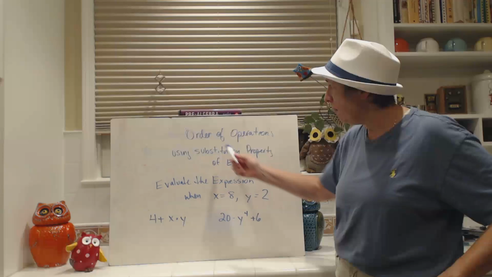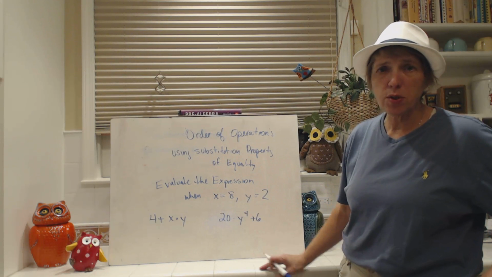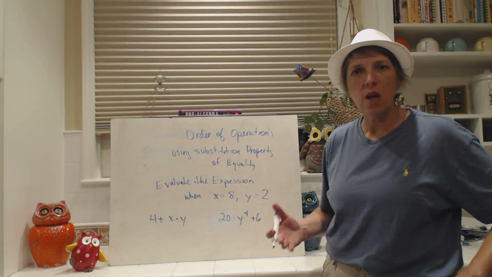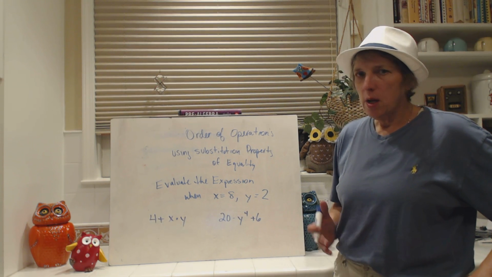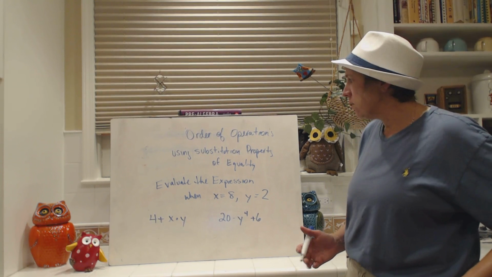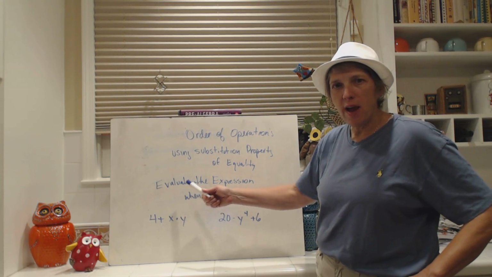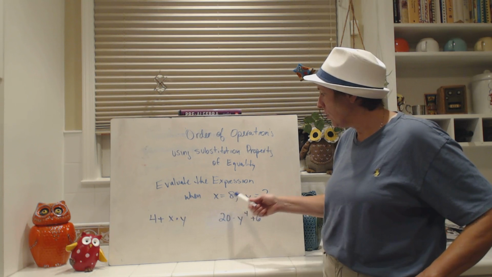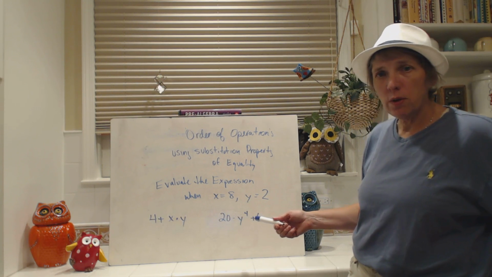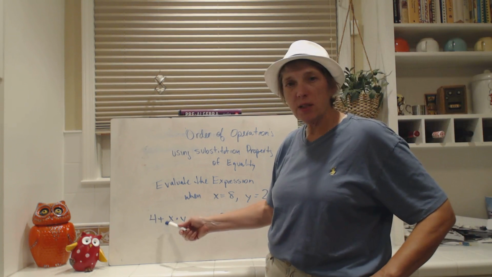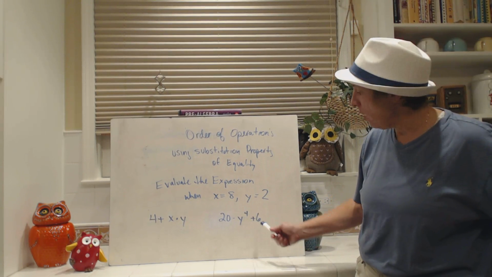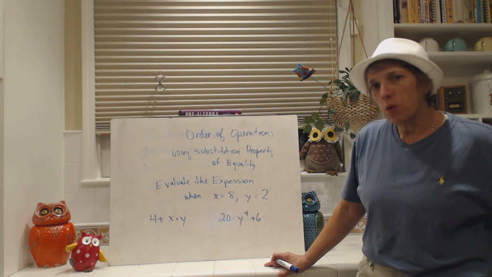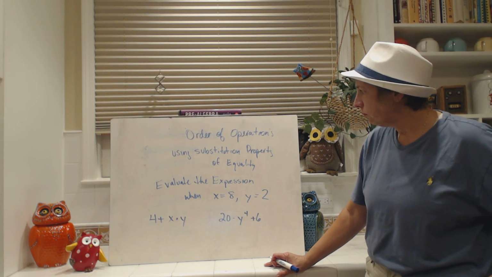You need to write that we're talking about the order of operations using the substitution property of equality. If you need to stop the video to write that down and then resume it, do that. But you need these notes in class. You also need to write down, evaluate the expression when x equals 8 and y equals 2. Then write down 4 plus x times y, and 20 minus y to the 4th power plus 6. So we're going to do these together.